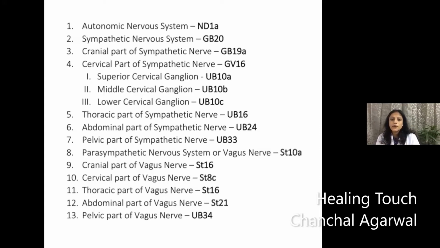Put one methi seed on gallbladder 20 so that it balances, and also balance the autonomic nervous system point ND1A. Simple 2 points, and I also applied a point for the parasympathetic nervous system. It was ST10A, a point for the vagus nerve, because she was not feeling hungry. She was not eating food. After applying the point, the next day she said, after so many days, I had 2 chapatis. So this is how you will use the nervous system part of your chapter in the practical application of your points. Okay. So this is about the nervous system part of your chapter.